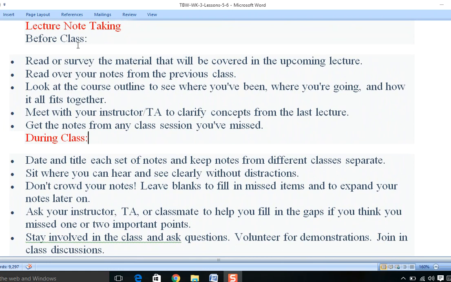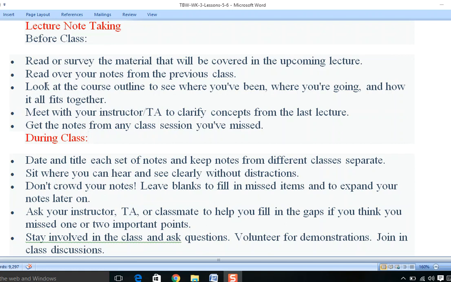Before the class, read or survey the material that will be covered in the upcoming lectures. Usually teachers provide the books and reading material in advance so that the students may find time and study at home. So this is the first point.